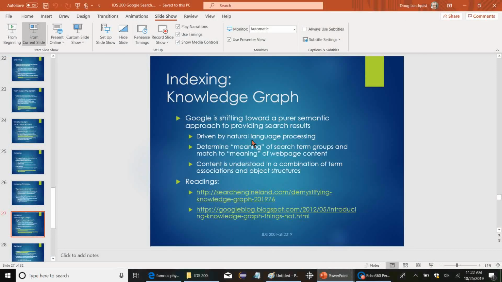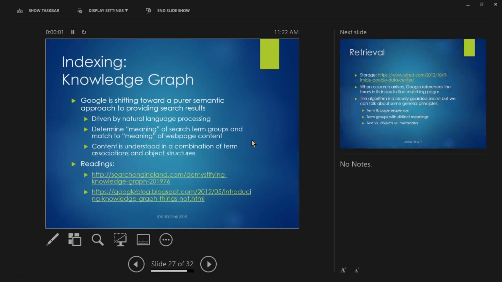Okay. So essentially, Google tries to figure out the meaning of search term groups and then match to the meaning of web page content. To the extent that Google can recognize that astronomy is a branch of science, it says, oh, somebody who's looking for sciences might be looking for astronomy, or different kinds of astronomy, for example, or different tasks within astronomy. It says, oh, that all falls under the heading of astronomy, right?